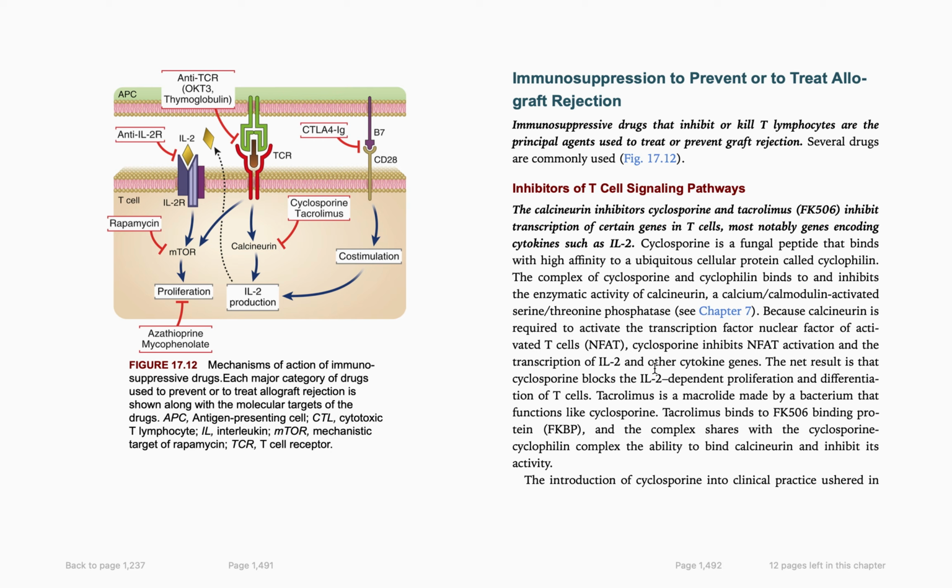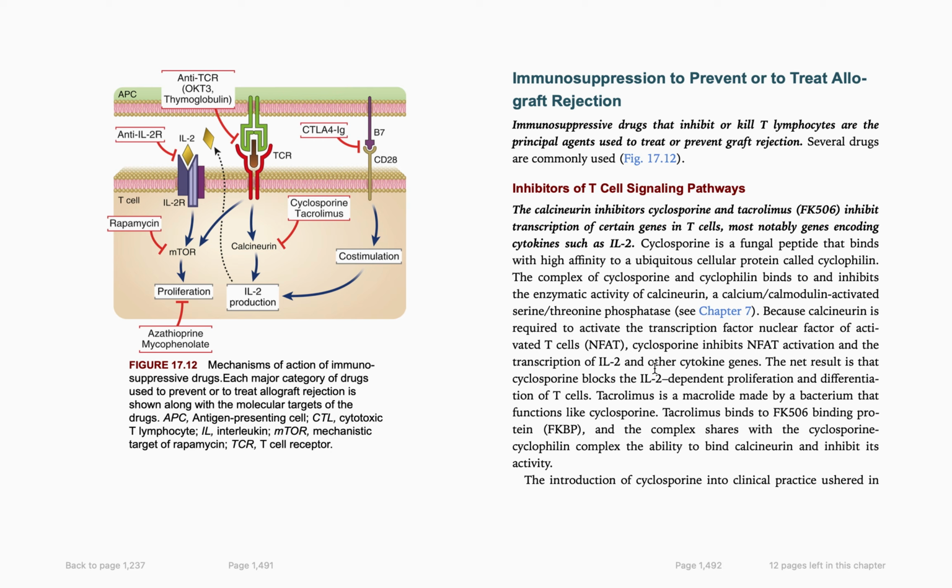Immunosuppression to prevent or to treat allograft rejection. Immunosuppressive drugs that inhibit or kill T lymphocytes are the principal agents used to treat or prevent graft rejection. Several drugs are commonly used. Inhibitors of T cell signaling pathway: the calcineurin inhibitors, cyclosporin and tacrolimus, inhibit transcription of certain genes in T cells, most notably genes encoding cytokines such as interleukin-2.